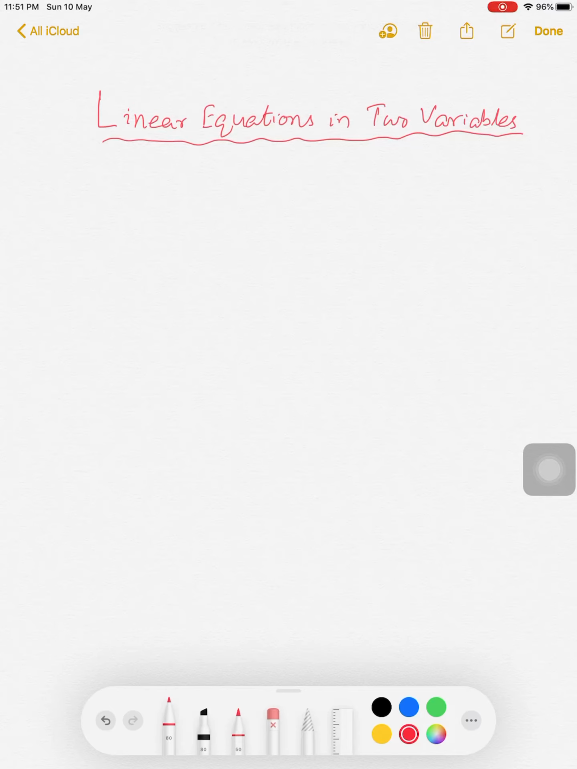Friends, today we shall learn about linear equations in two variables. In previous years you have already learned about linear equations, and you have learned equations of this type: x plus 1 equal to 0, x plus root 2 equal to 0, root 2 x y plus root 3 equal to 0. This type of equations you have already learnt in your previous classes.